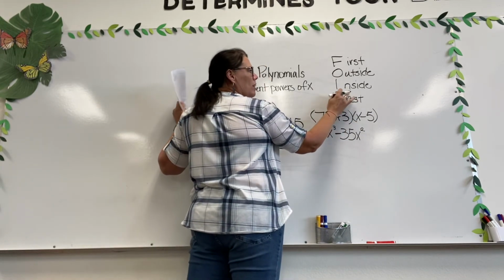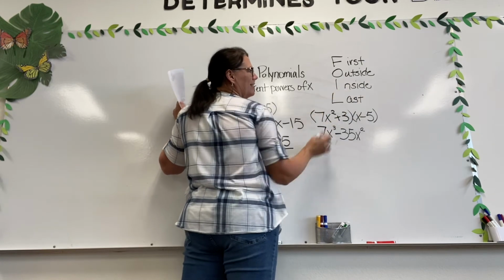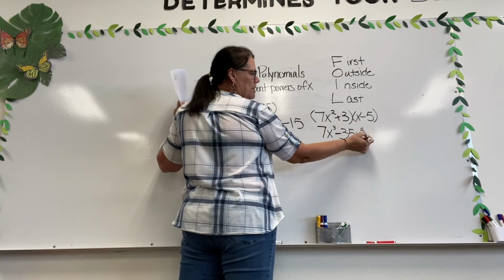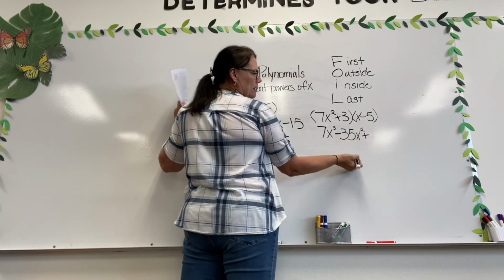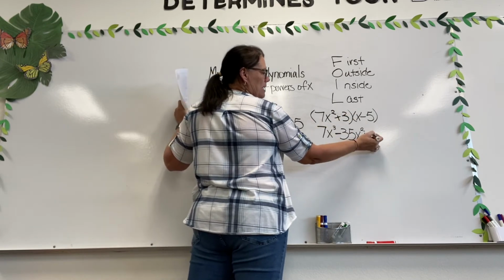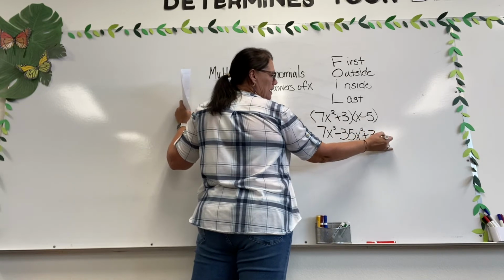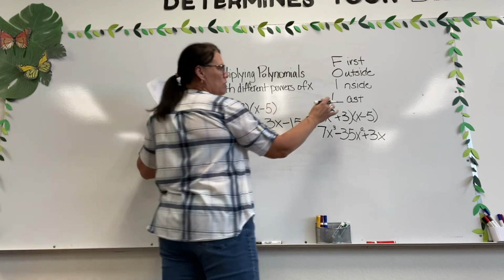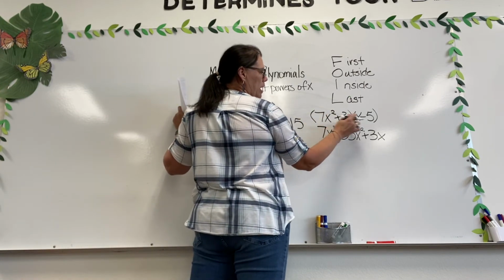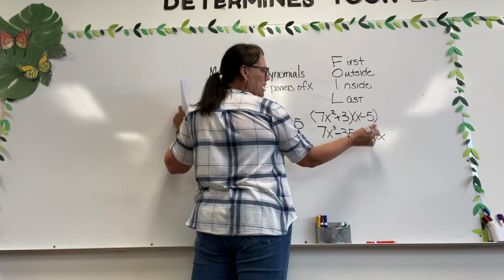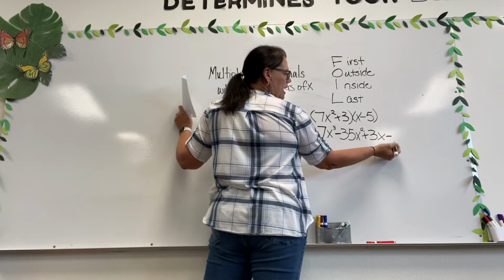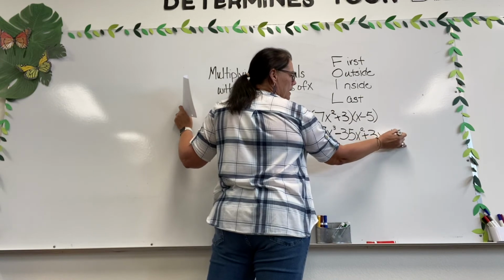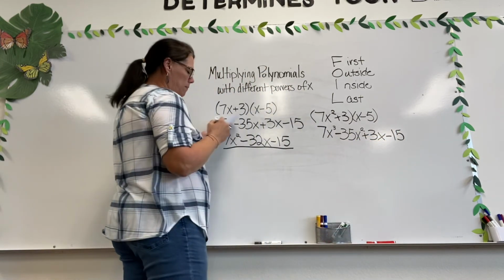Then you go to your next step, inside, positive 3 times x. You have a positive 3 times x, 3x. Then you do the last, positive 3 times negative 5. A positive and a negative gives you a negative. 3 times 5 is 15.